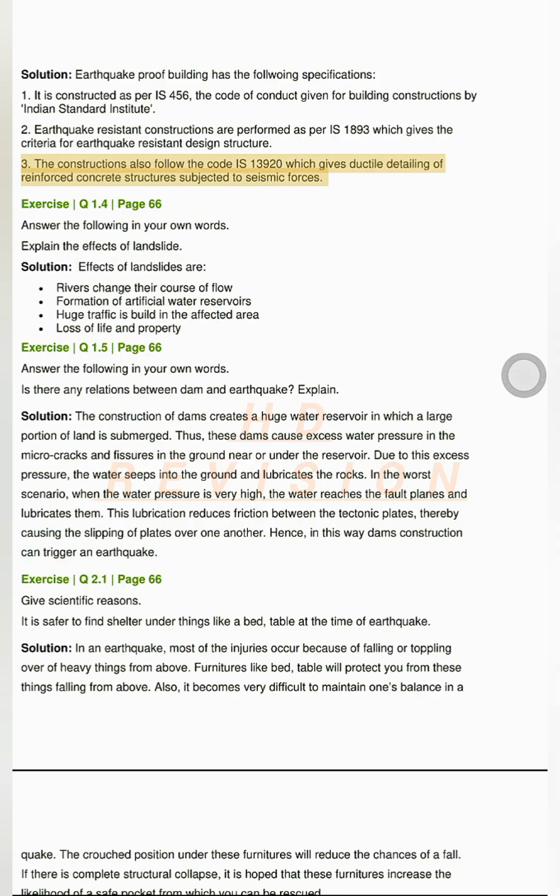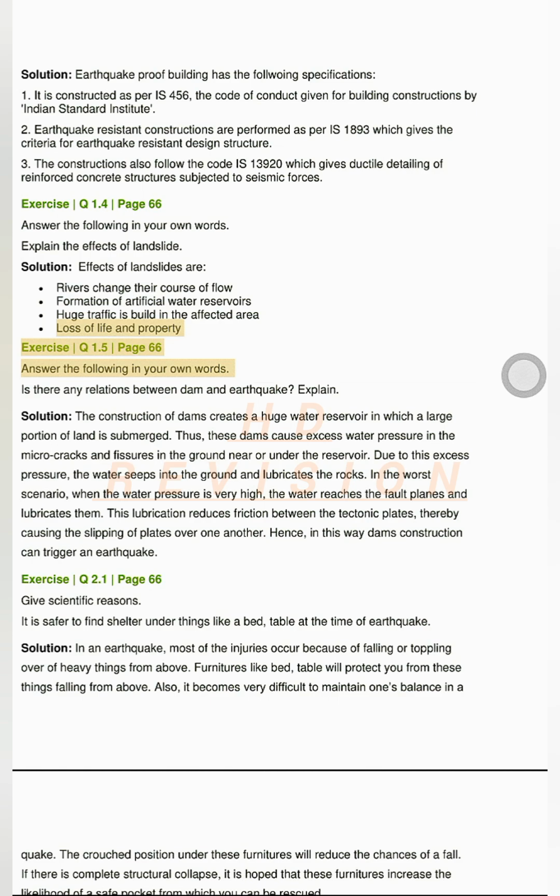forces. Exercise Q1.4, page 66. Answer the following in your own words. Explain the effects of landslide. Solution. Effects of landslides are: rivers change their course of flow, formation of artificial water reservoirs, huge traffic is built in the affected area, loss of life and property.